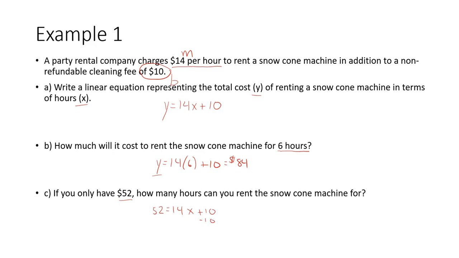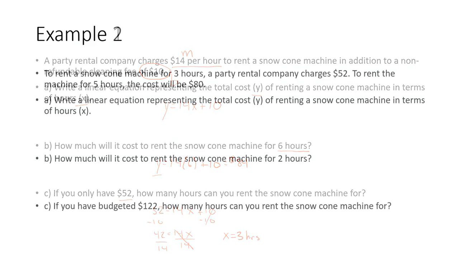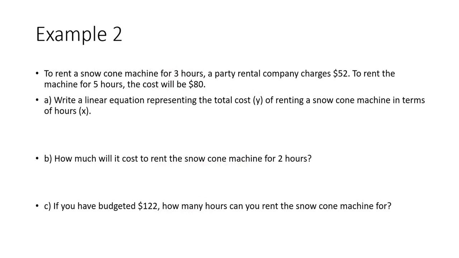So subtract 10 from both sides. And then divide by 14. And we find that the number of hours that you can rent the snow cone machine for is 3 hours. So to rent the snow cone machine for 3 hours, the company charges $52. To rent it for 5 hours, the cost would be $80.